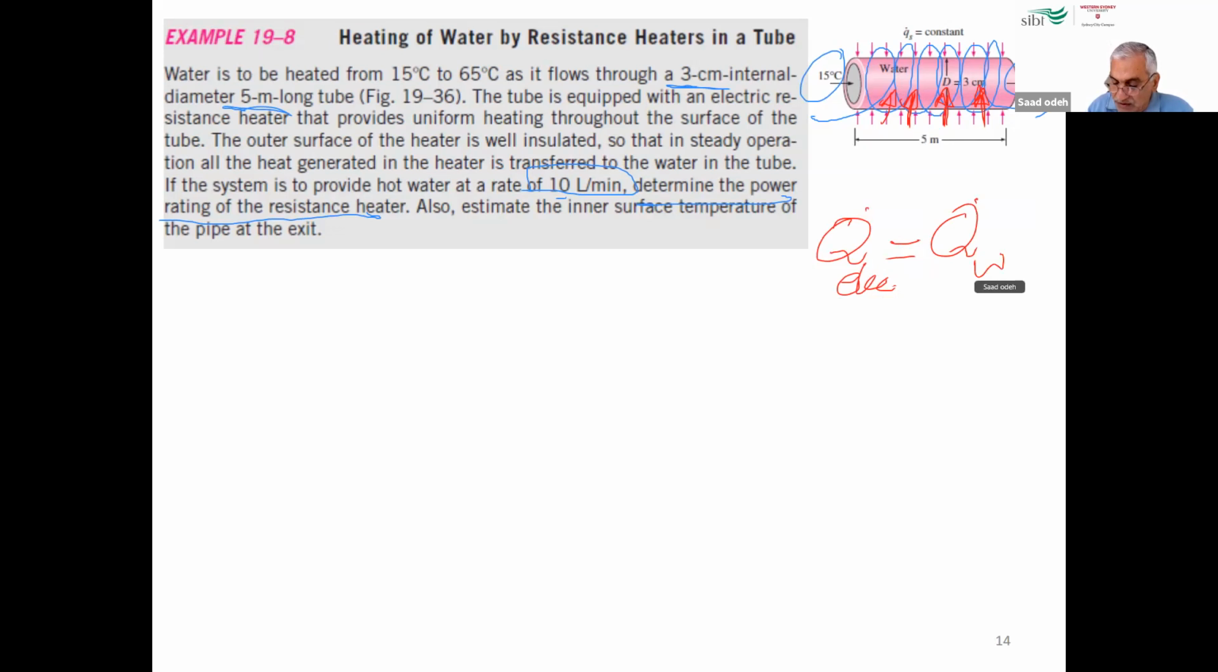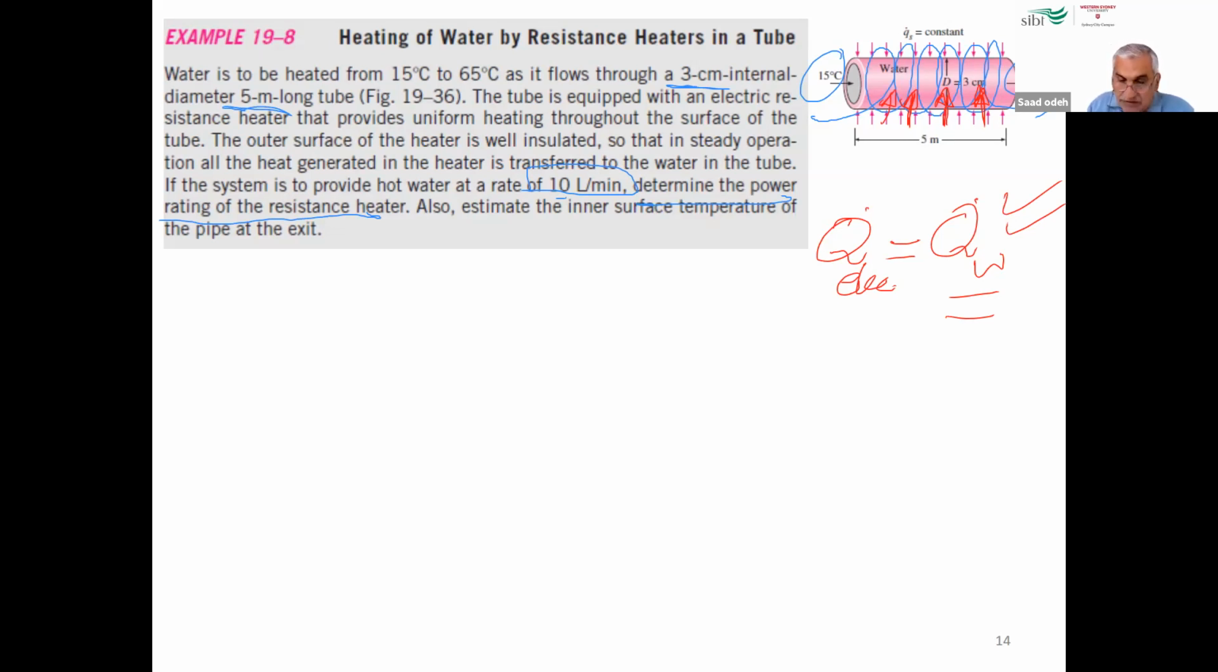So therefore, if you know how much heat is gained by the water, it will be the same as the heat, or the power rate of the resistance. So we are answering the question. If you can find this part, this part actually equals the power rating of the resistance.